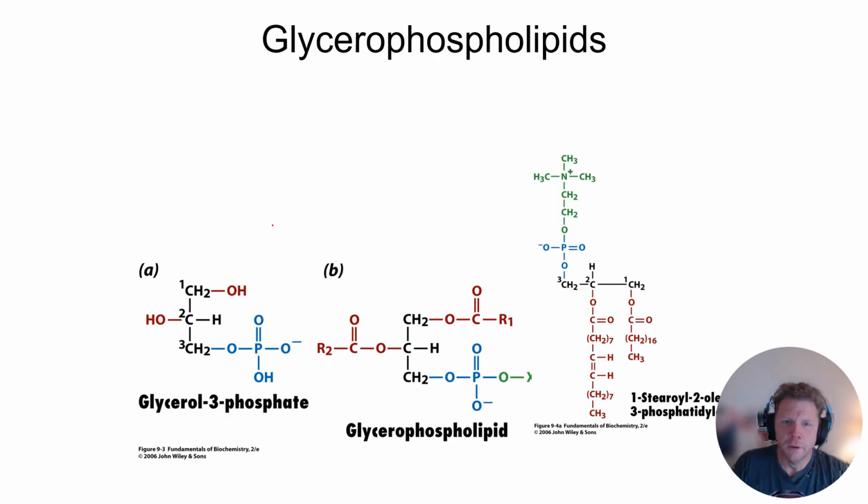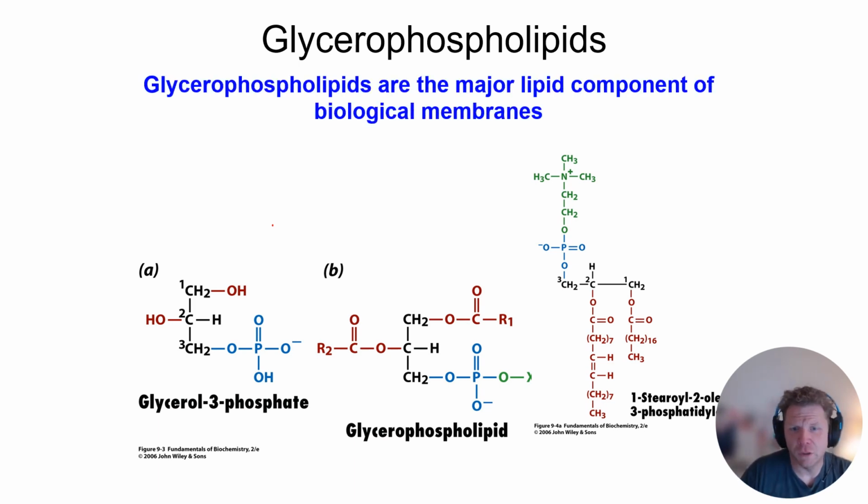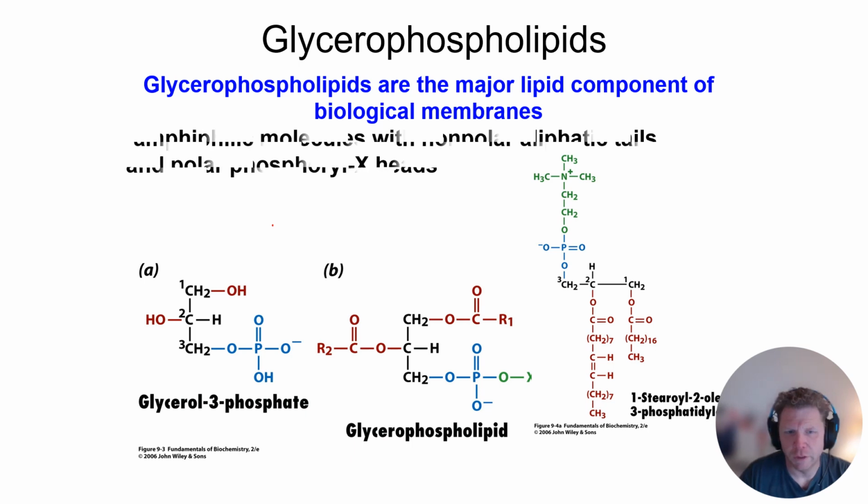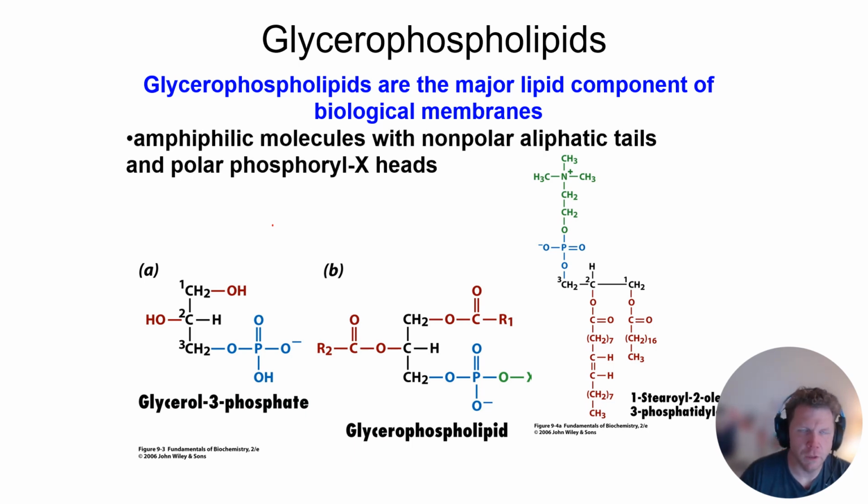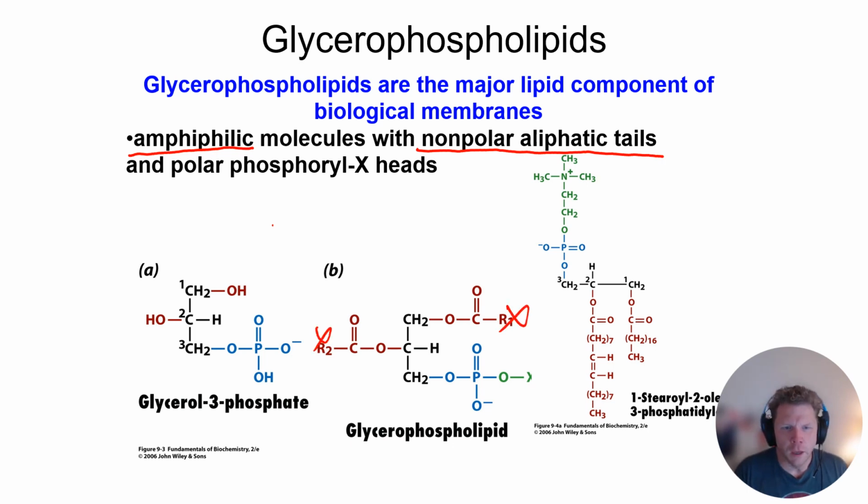Now, glycerophospholipids are an important molecule that you should be familiar with. These are the major lipid component of biological membranes. They are amphiphilic molecules. That means our definition for amphiphilic is that something has a nonpolar and a polar region. So these are amphiphilic molecules with nonpolar aliphatic tails here and here, and a polar phosphoryl head group.